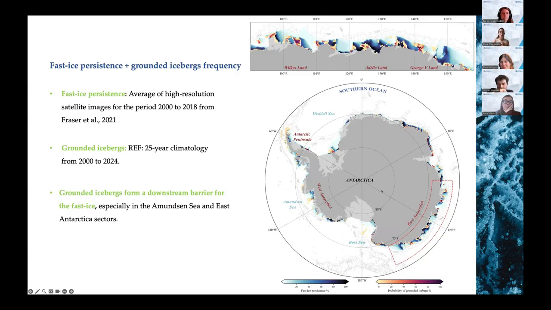So we have both, and as you can see, for example, in East Antarctica, grounded icebergs form a downstream barrier for the fast ice that protects this fast ice cover, and also protects it from the Antarctic coastal current and from the wind stress, and gives stability to the sea ice. So its persistence is bigger, with almost dark colors close to these barriers of grounded icebergs.